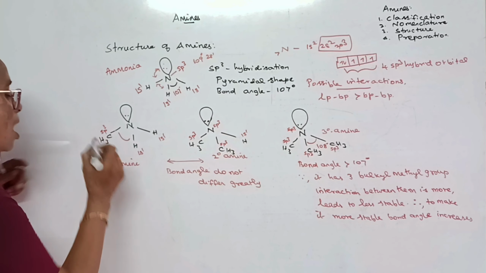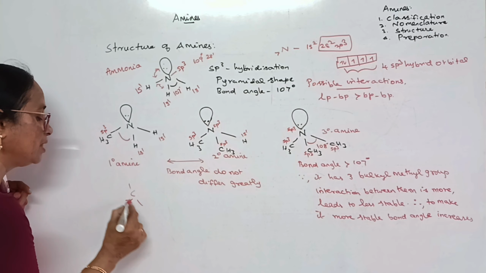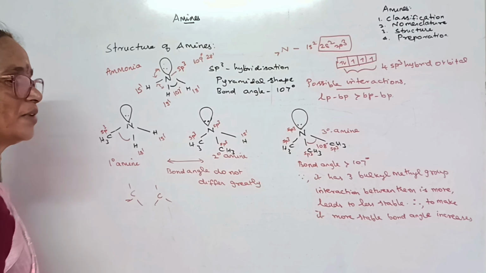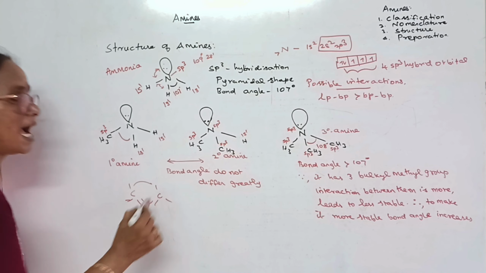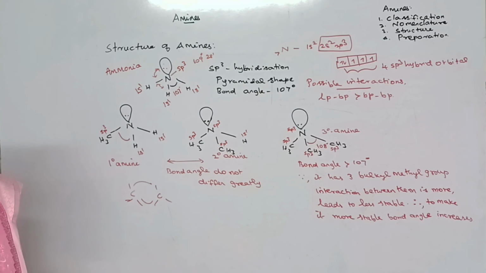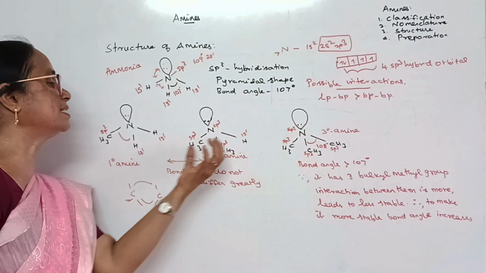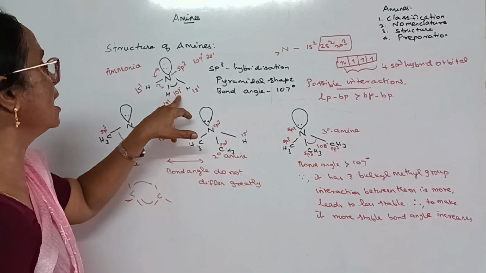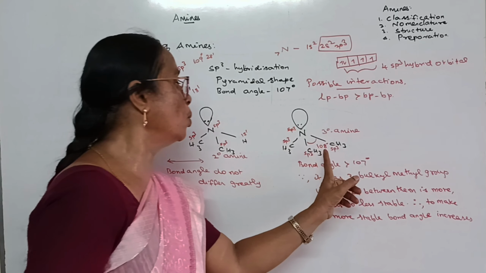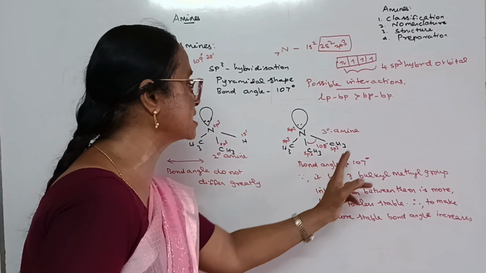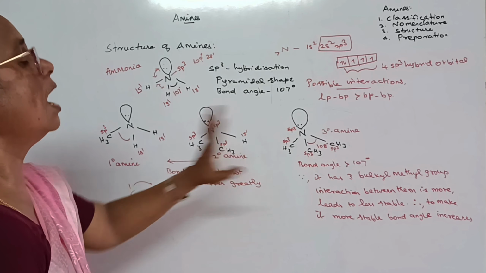This is because all the CH3 groups have 3 shared pairs of electrons, and the others also have 3 shared pairs of electrons, so the repulsion among the shared pairs increases. When it increases, the stability of the molecule decreases. So when the alkyl groups increase from primary to tertiary, the bond angle increases once again, from 107 to 108 degrees, in order to minimize the repulsive interaction among the substituents of amines.